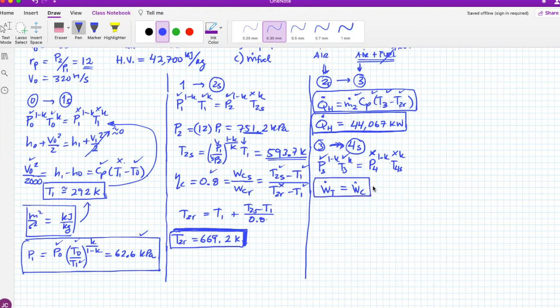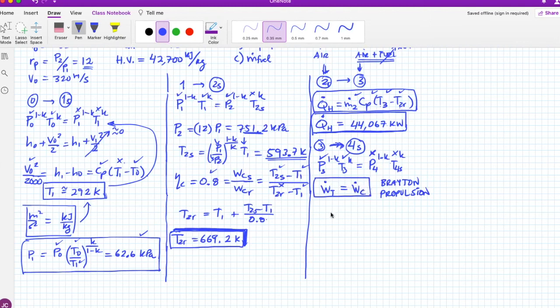So it wasn't mentioned. Well, if you study your textbook, it should be said that. But this is for Brayton for propulsion. Let me just put propulsion. So whatever amount of power the turbine would be producing goes completely to the compressor.